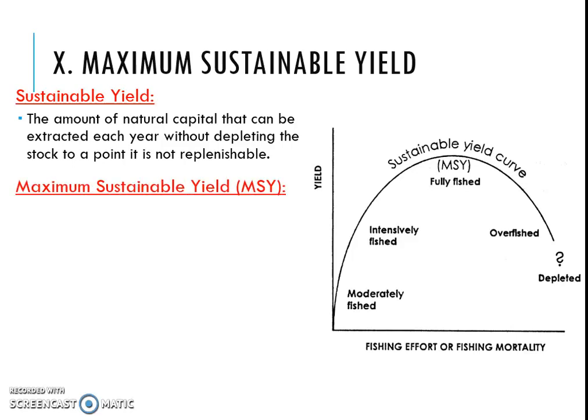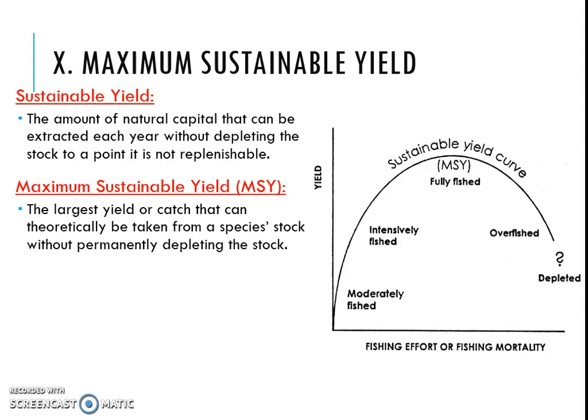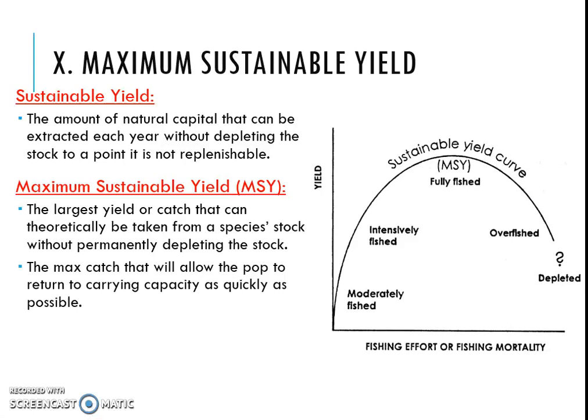So the maximum sustainable yield is the largest yield or catch that I should be able to get from our species stock or our amount of wild fish without permanently depleting the stock. Unfortunately, we have been fishing past that maximum sustainable fishing amount, which has caused us to not have enough fish for the future. So I should fish so that my fish can get back to carrying capacity as quick as possible. This is easier said than done because carrying capacity is not always a clear amount.